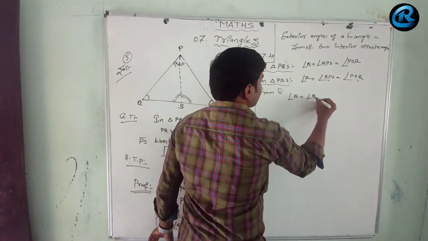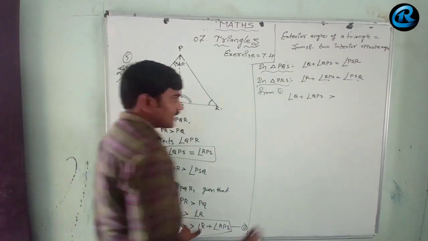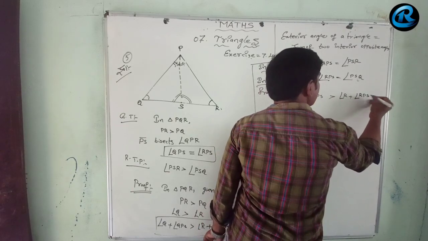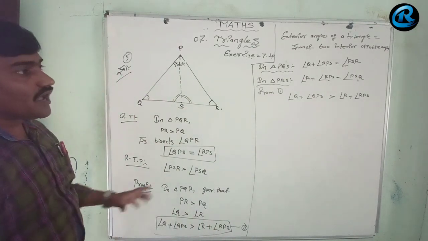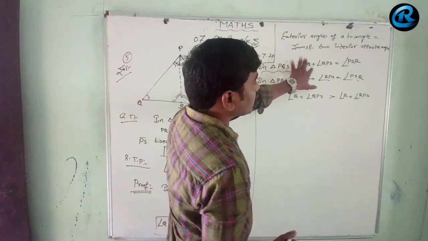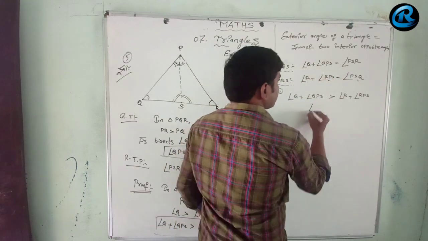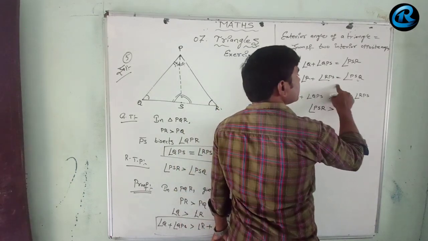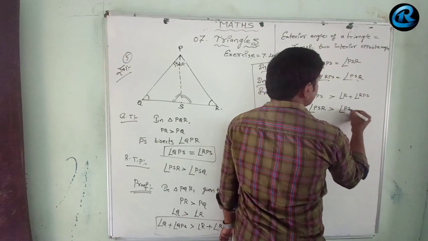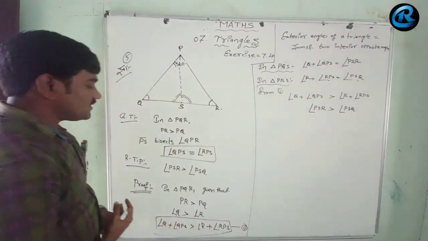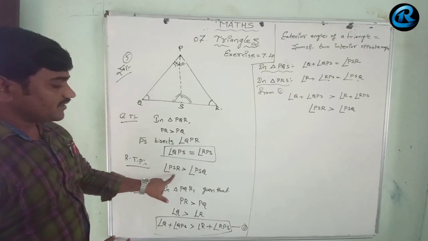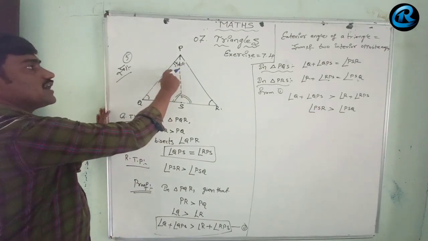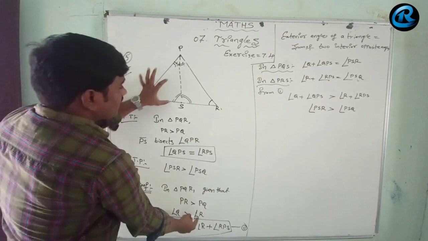So angle Q plus angle QPS is greater than angle R plus angle RPS. Now as we know already, angle Q plus angle QPS equals angle PSR, which is greater than angle R plus RPS, which equals angle PSQ. So hence PSR is greater than angle PSQ. And first, these two angles are equal, so we will get angle Q is greater than angle R.